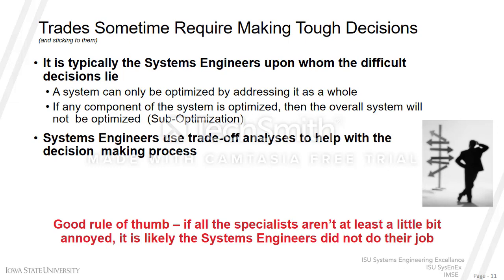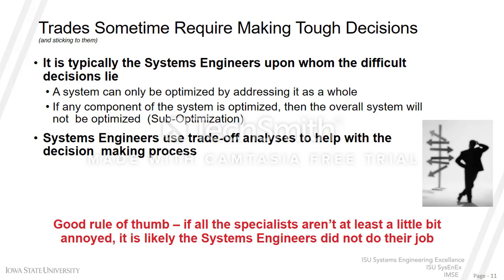Sometimes those trade-offs make tough decisions necessary, and it's the responsibility of the systems engineer both to identify when those decisions need to be made and then to make sure that those decisions get followed through and don't get revisited. If a component is suboptimized, the overall system will never get to where you need to go. While nobody wants to make a specialist mad, the reality is if every specialist got everything they wanted all the time, you would never complete anything or get the optimal solution.